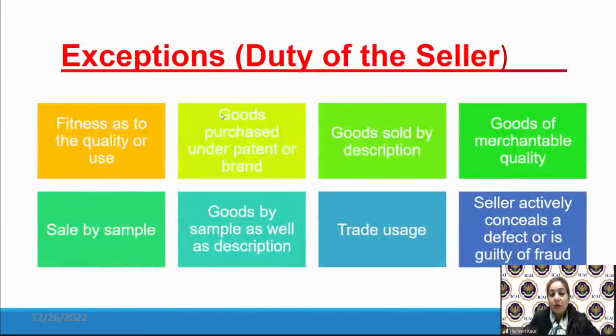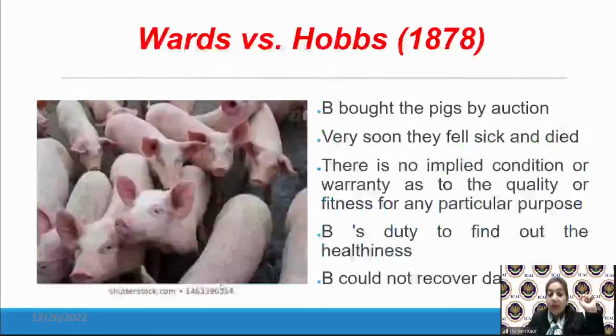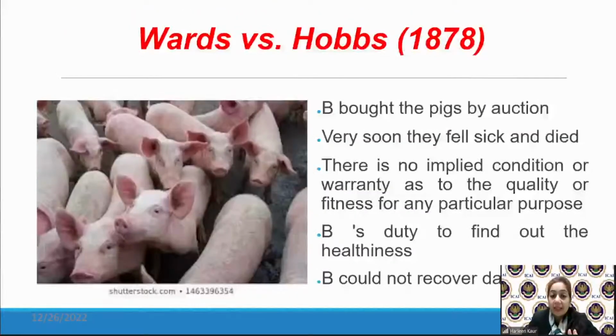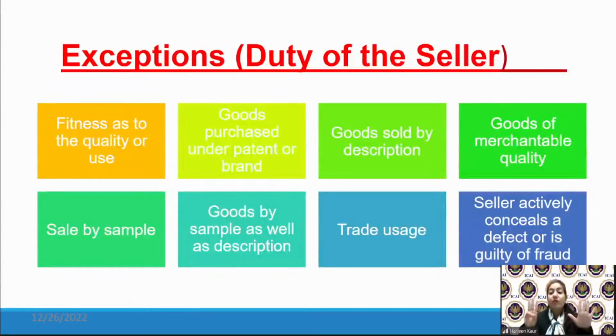You forgot we have discussed the exceptions to the rule of caveat emptor. Let me just show it to you. What are the exceptions to the rule of caveat emptor? That means caveat emptor is not applicable where the goods are being sold by sample, or by sample as well as description. And regarding fitness as to quality or use, what was the exception in that case? Where you have told the seller the purpose for which the goods are required. C is definitely there, caveat emptor is not applicable, but there are certain other exceptions also to the rule of caveat emptor. You have to remember these 8 exceptions.